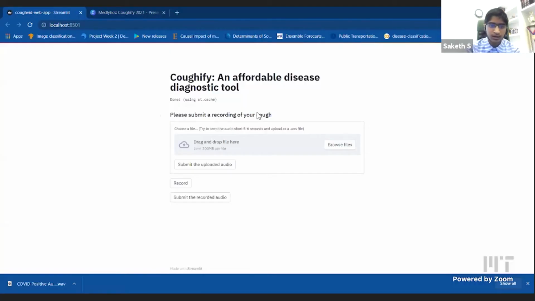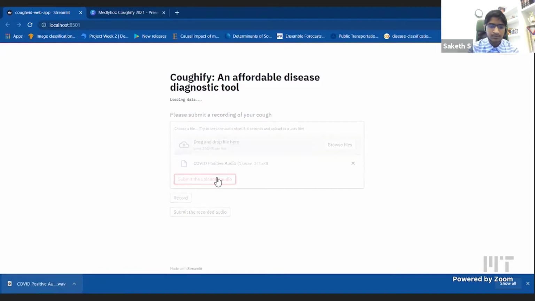So this is our web app. Basically, you could either submit a recording of your cough or record a cough on the website. So first, we have this sample of COVID positive audio that we got from a data set that we didn't use for training and testing. This is from a random data set on the internet. So we're going to drop the file here and submit.